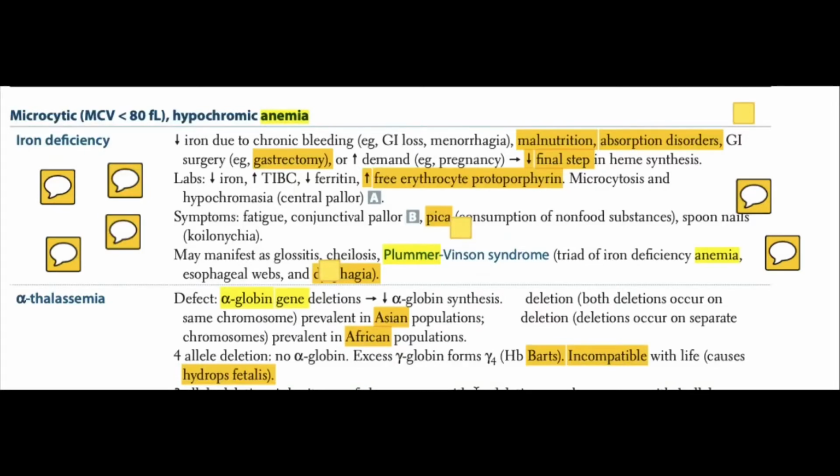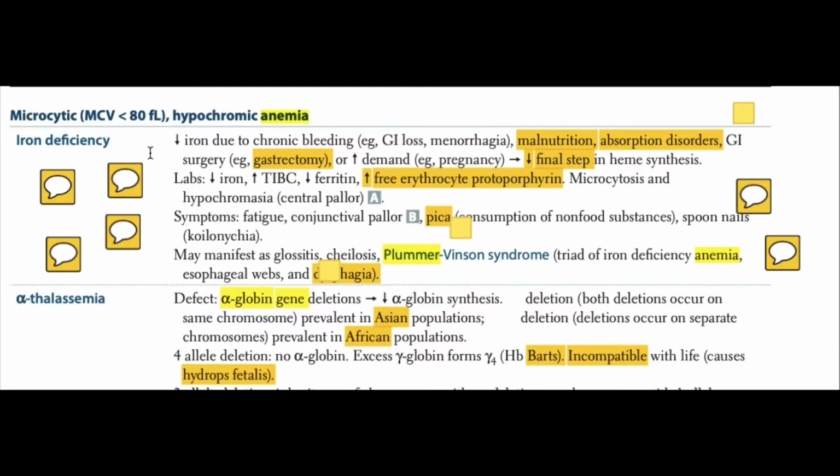Let's talk about anemias. When the mean corpuscular volume of RBCs is less than 80 and they have central pallor, this condition is known as microcytic hypochromic anemia. The first cause of this anemia is iron deficiency. In iron deficiency, there is a decreased amount of iron that can be due to chronic bleeding.